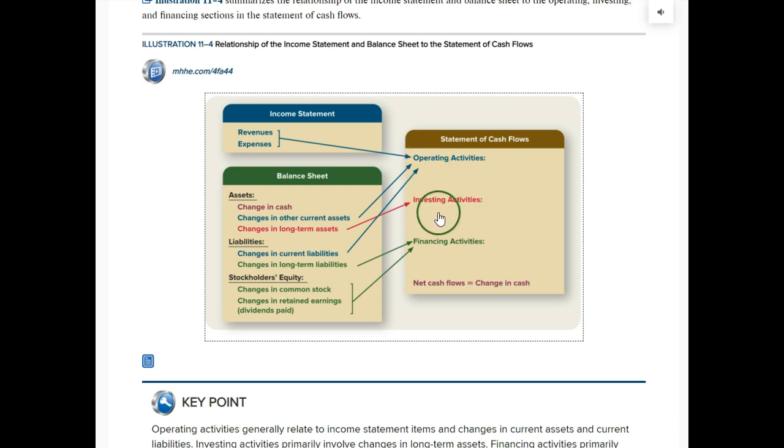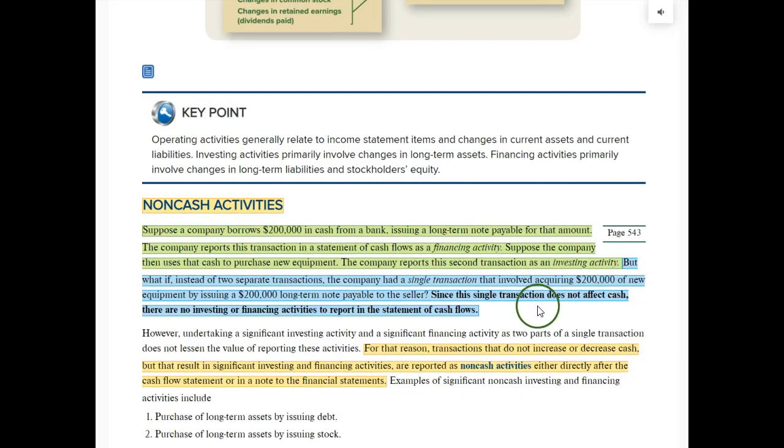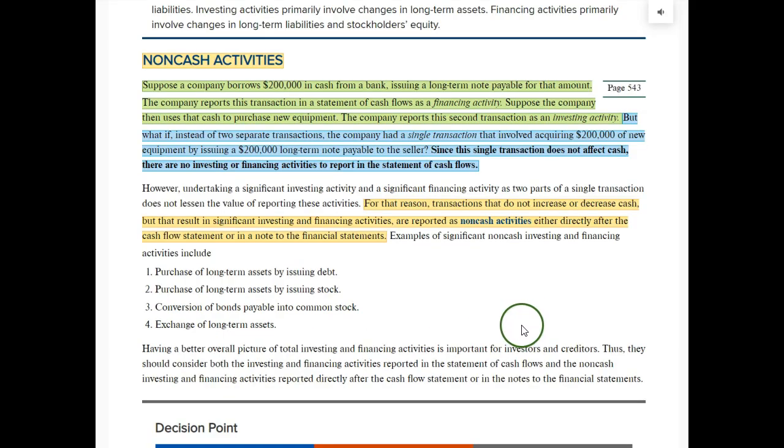In the investing section, we're going to look at changes in long-term assets. And finally, financing, we're going to look at long-term debt and your equity section, stock and dividends and so forth, and treasury stock will go in here. Now there is another area outside those three we just talked about, and this is the non-cash activity area.